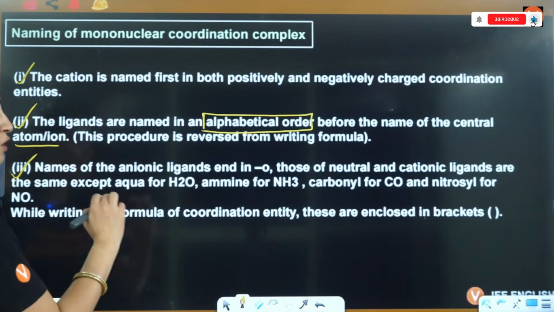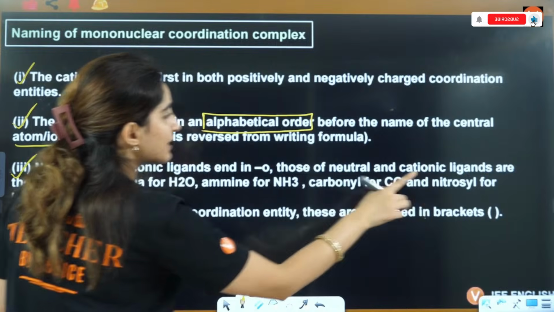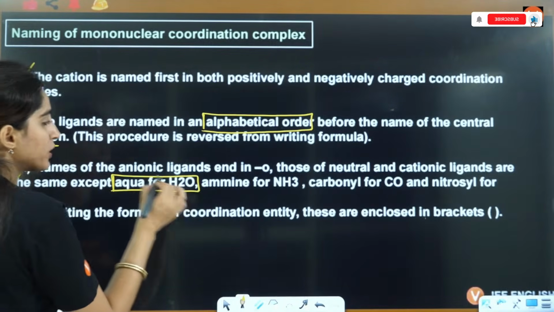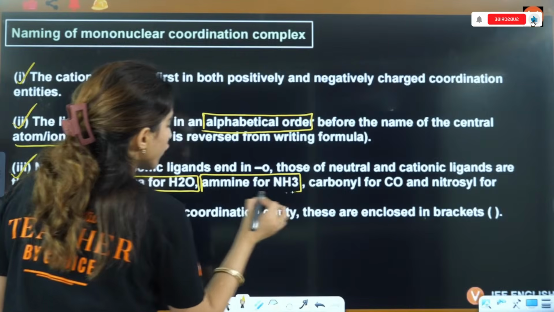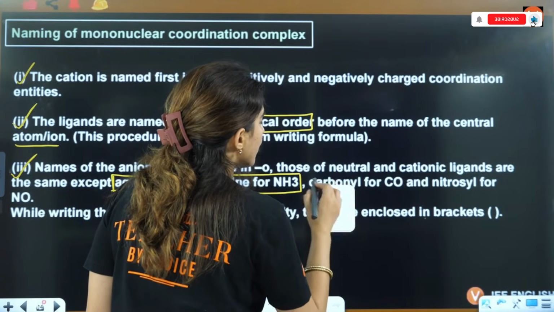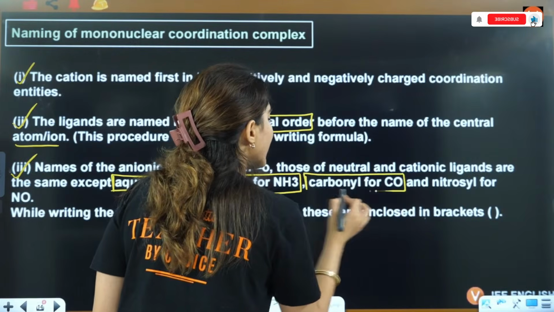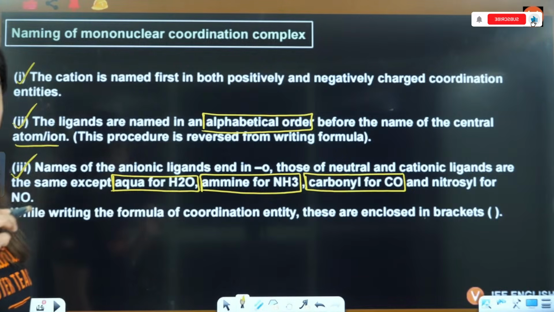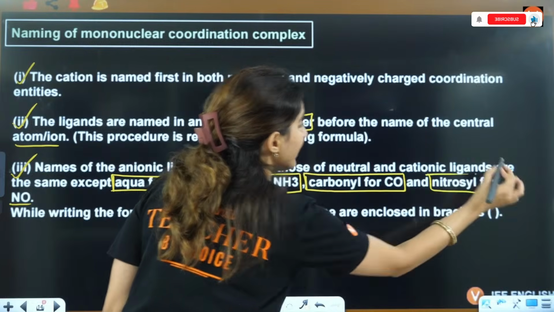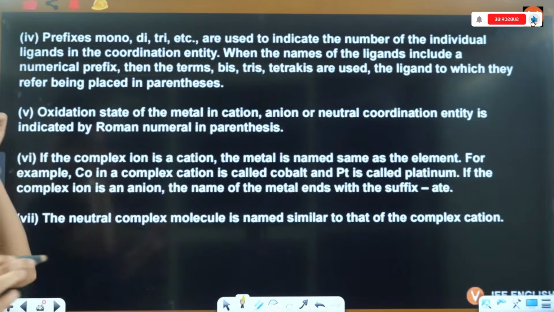Now see this, the names of neutral and cationic ligands are the same, except aqua for water, amine for ammonia, and carbonyl for CO. For carbon monoxide we write carbonyl, that is CO. And nitrosyl we have for NO. These are the important names that we have.